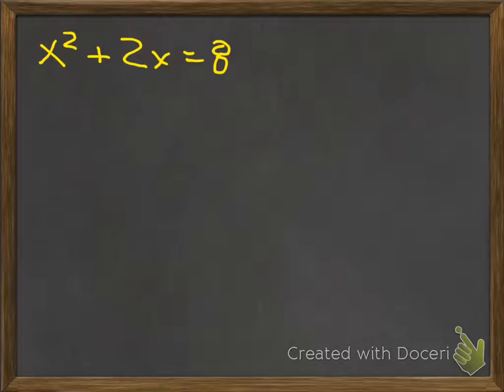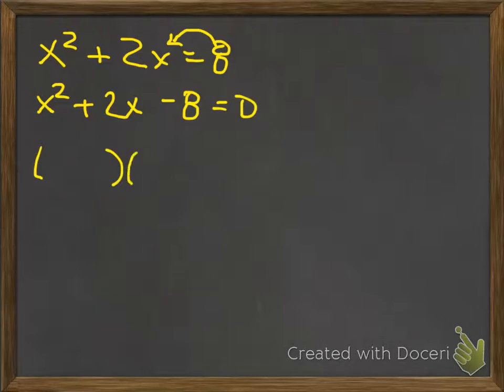That's another key. So I'm going to move that 8 to the other side. So I'll have x squared plus 2x minus 8. Remember, when you move over like that, it changes signs. Okay, then I'm going to split it up.